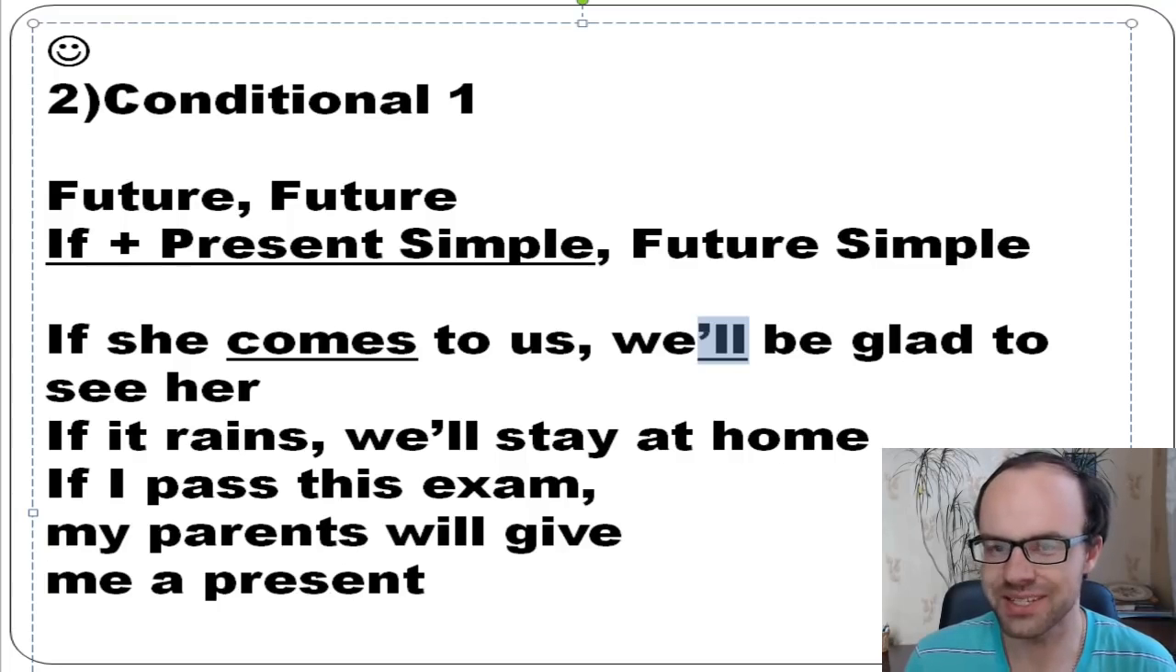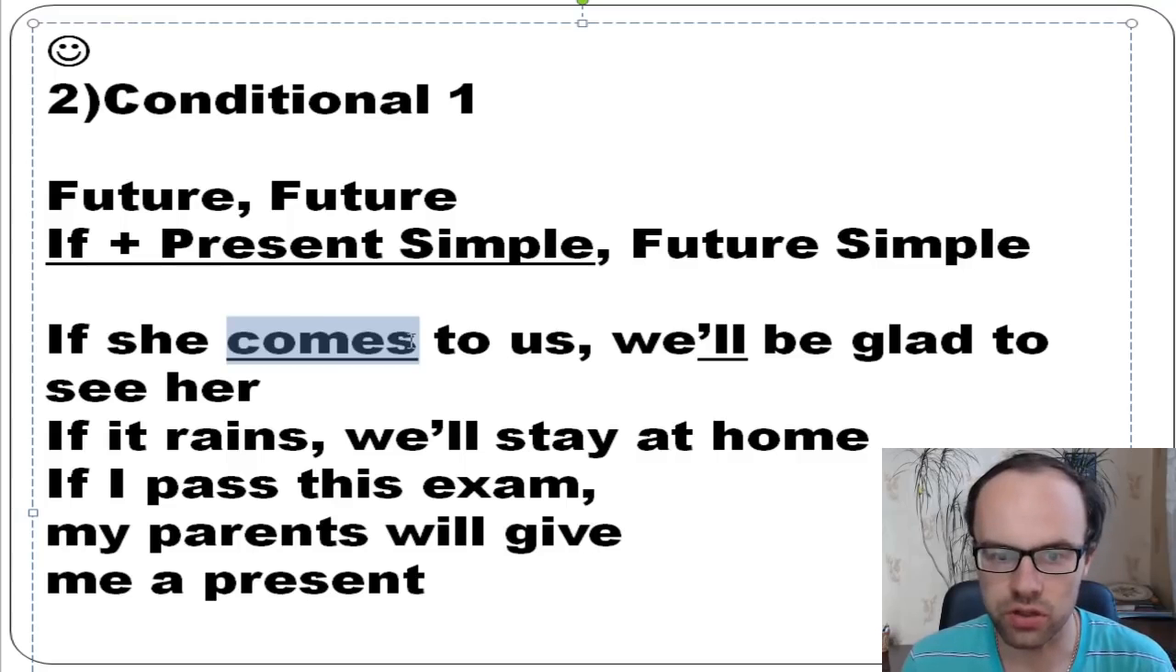It's a short form. You know that native speakers mostly use a short form when they speak. So we'll be glad to see her. And it's about the future, but you have to use present simple after if. Why? Because it's a rule. It's English grammar, and you need to know this grammar to speak English confidently, fluently, accurately, and without mistakes.